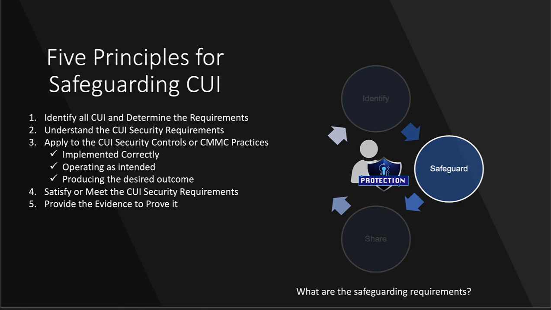And when we implement those controls or the CMMC practices, we have to implement them correctly. And they have to operate as intended, and they have to produce the desired outcome. What is the desired outcome? The desired outcome is number 4, that we satisfy or meet the CUI security requirements that we identified in the first 2 steps.